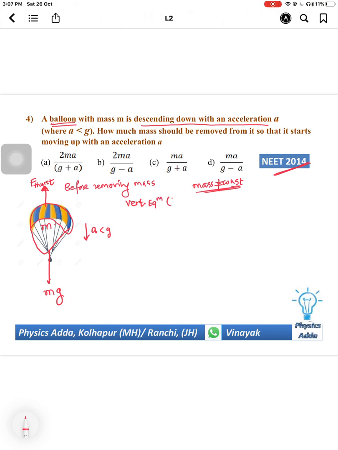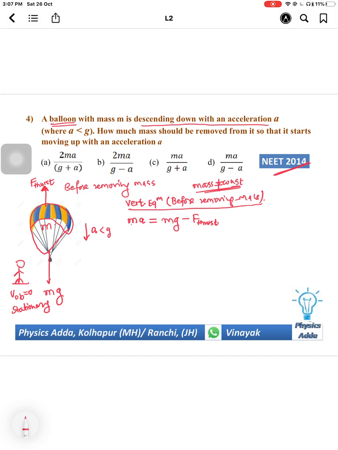vertical equilibrium before removing mass, it will be m into a is equal to the force in the direction of motion. If my observer is standing here with velocity 0, or the observer is stationary, then as per Newton's second law of motion in vertical equilibrium, ma is equal to mg minus F thrust force acting upwards.